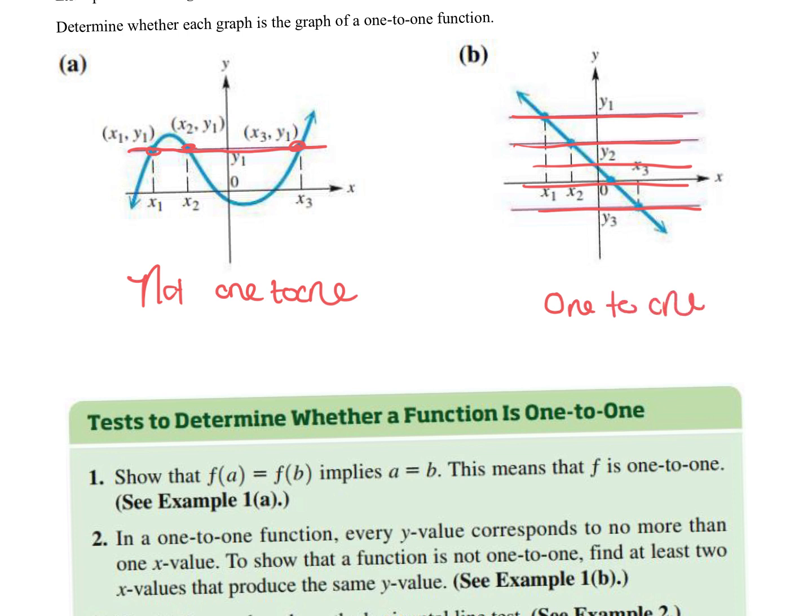So tests to determine that functions are 1-to-1. If you can show that f of a equals f of b, that implies that a equals b, which means that it's 1-to-1. In a 1-to-1 function, every y value corresponds to no more than one x value, aka the y's cannot repeat. So if you find two x values that produce the same y value, that's what we did in 1b on the other page. Sketch a graph and use the horizontal line test, which is what we did right above. And then you can tell whether it's a 1-to-1 function or not. So you know all these different ways, and they're all equivalent as far as being right or wrong to show if something is 1-to-1 or not.